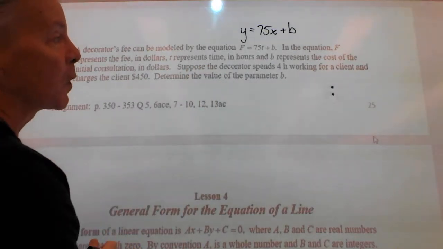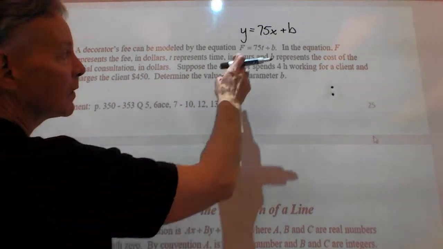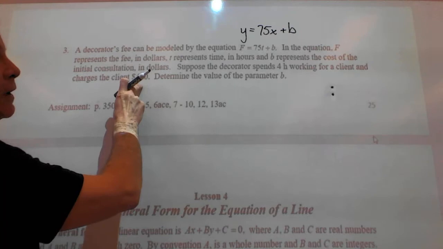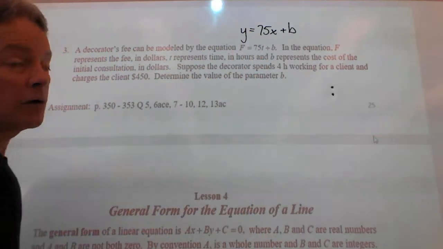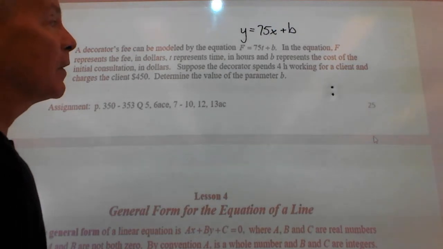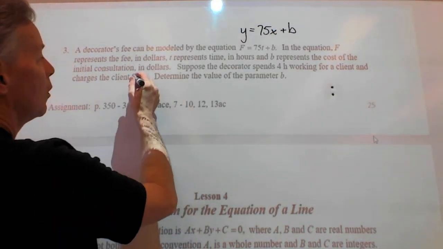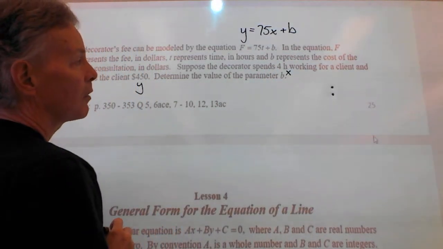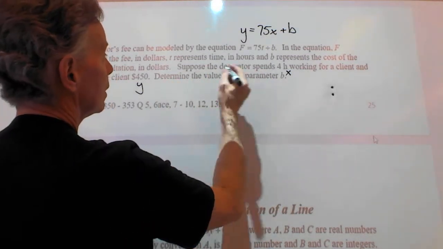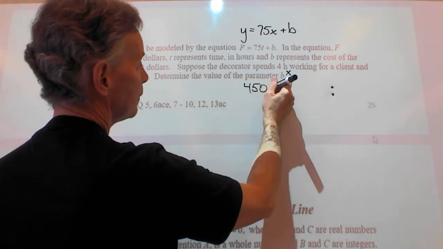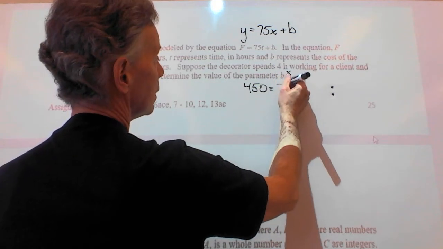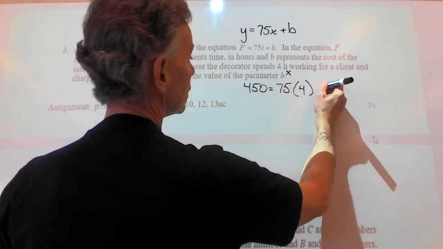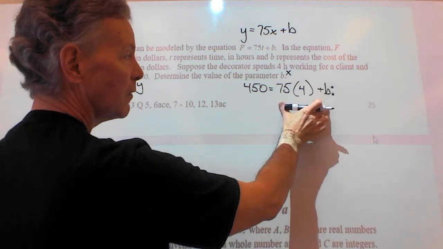Suppose the decorator spends 4 hours working for a client. Remember, that's this value right here. And charges the client $450. That's this value, the total cost. Determine the value of b. Okay, so we have our y value, our total cost. We have our x value, our number of hours. Plug it in. So this becomes 450 instead of y. 75 times 4, because it's 4 hours, plus b. Simplify the right side of the equation.